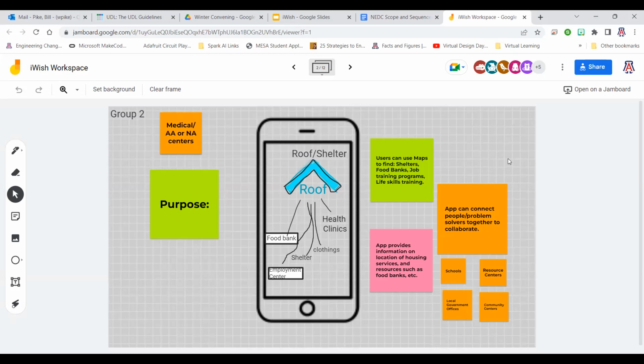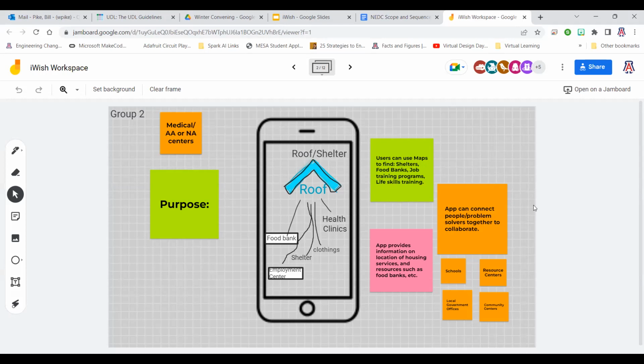Oh, excuse me. That was my phone. Sorry. It's a really good way to connect people together to solve problems, like schools, local government offices, resource centers, community centers. Maybe there's a way they can utilize this program or app to help make it simpler to try to solve this problem.